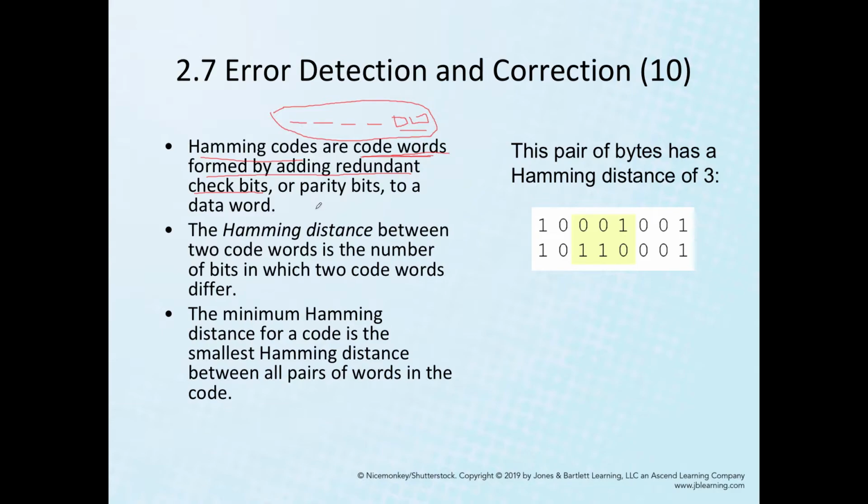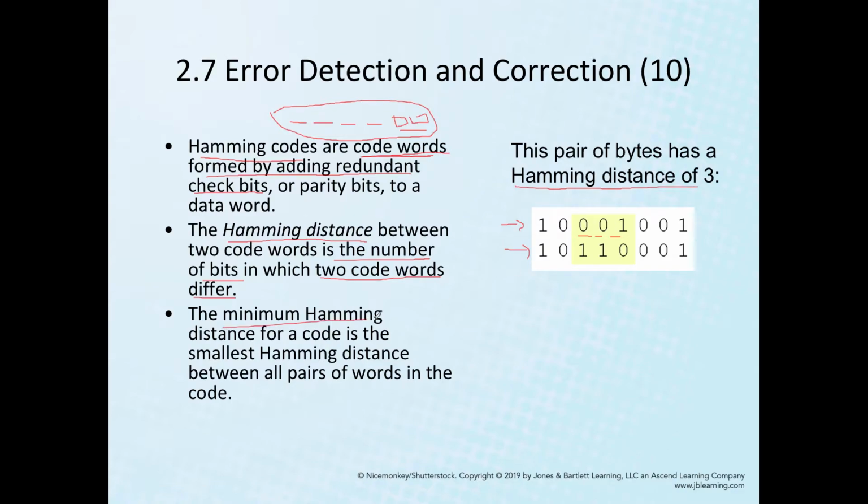In this development, we have a terminology called Hamming distance. Hamming distance between two codes is the number of bits in which the two codes are different. For example, we have 2 code words in 8 bits. The number of bits that are different between the two is here, here, and here. So 3 bits are different, and we say it's a Hamming distance of 3.